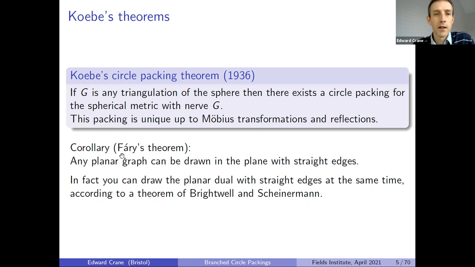I recently discovered that the person after whom this theorem is named, that any planar graph can be drawn in the plane with straight edges, was actually a Hungarian called István Fáry. I had thought it was Fáry's theorem. But as with many theorems, it wasn't actually proved first by him. So a nice fact is that you can actually draw the planar graph and its planar dual simultaneously with straight edges at the same time. And that's also something that's much generalized by Schramm.